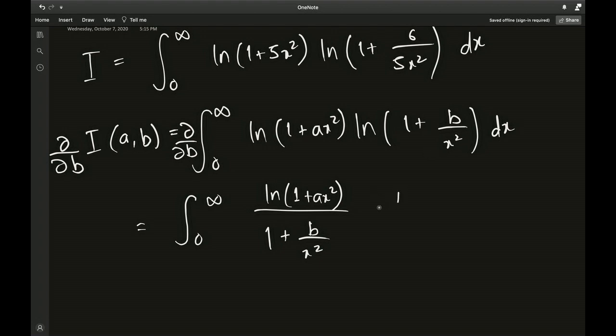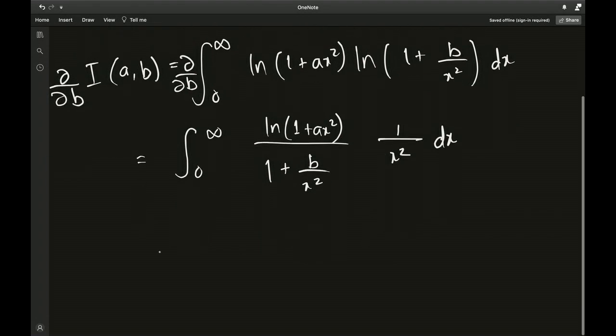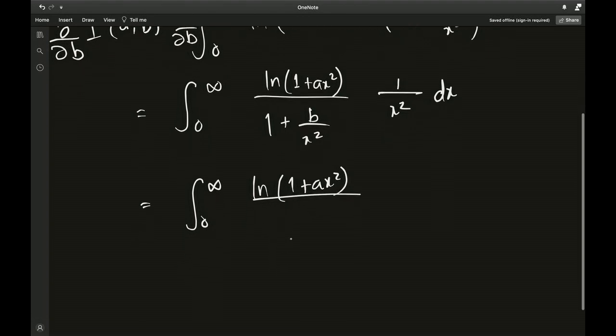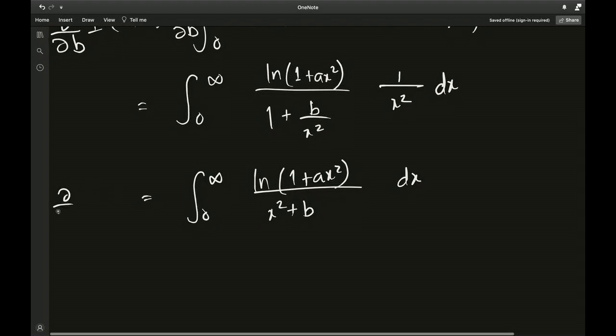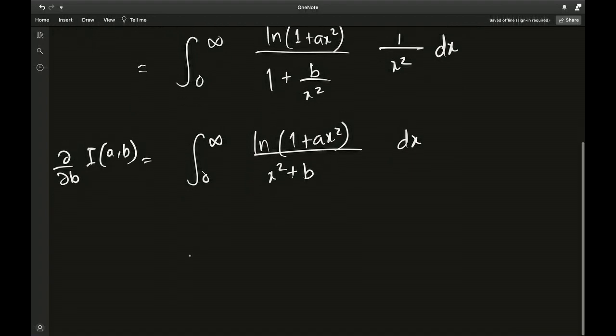Anyways, this will be the integral from 0 to infinity of the natural log of 1 plus ax squared divided by x squared plus b, and then the x squares will cancel out. That's the partial derivative with respect to b of I of a comma b.